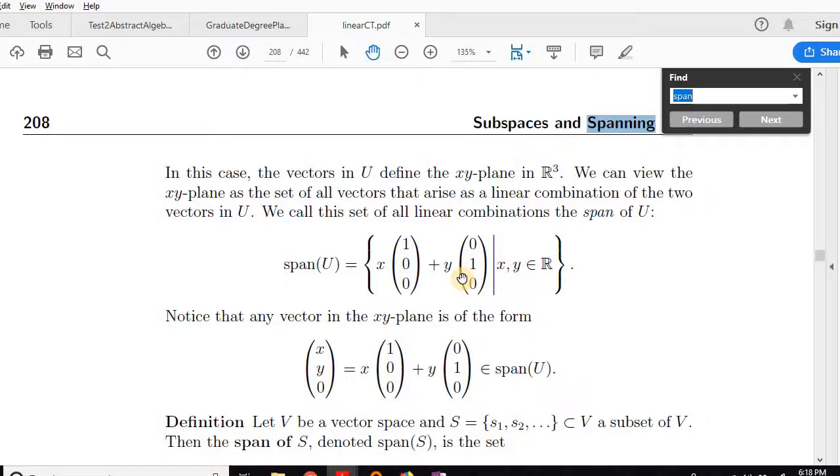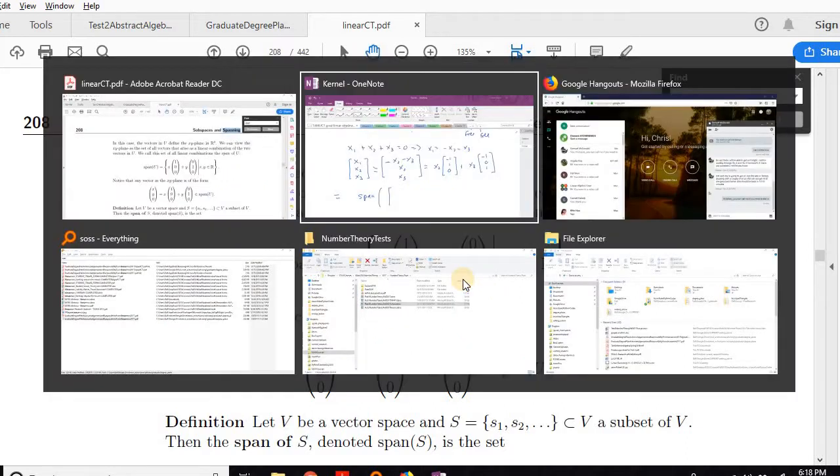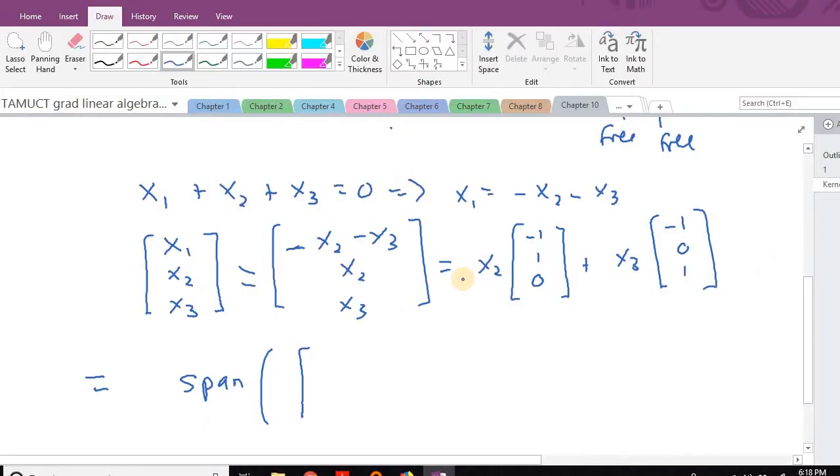It's the xy plane because the z is always 0. Well, in that example, I was just looking at that one. All right, look at ours. Can I write this as the span of a set of vectors? Just these two. It's the span of these two. So it's the span of -1, 1, 0, and -1, 0, 1.